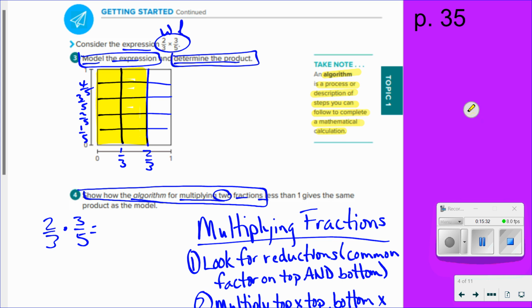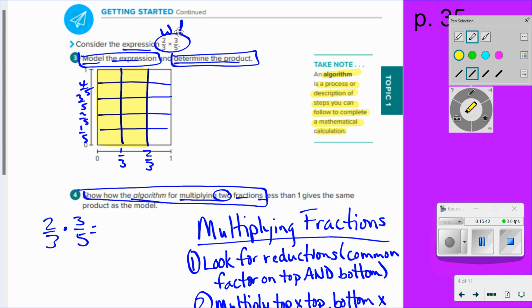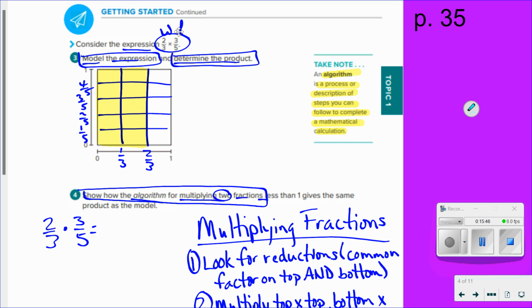Is everybody okay with that? Again, if your model goes the other way, that's fine, but your 2/3 is going to look kind of the same. Okay, then we do 3/5. So I'm going to go up 3/5. And we'll color this one in.